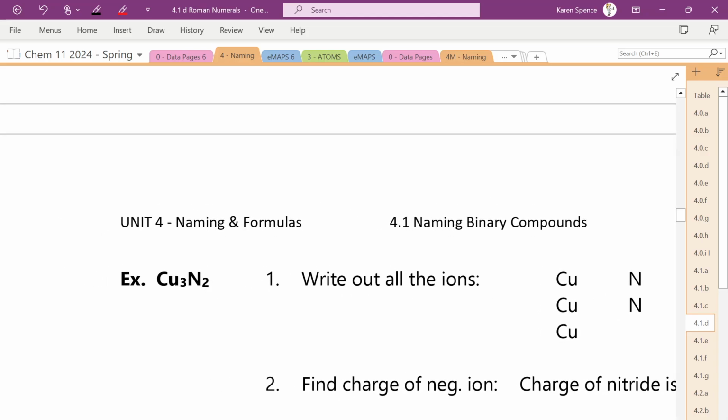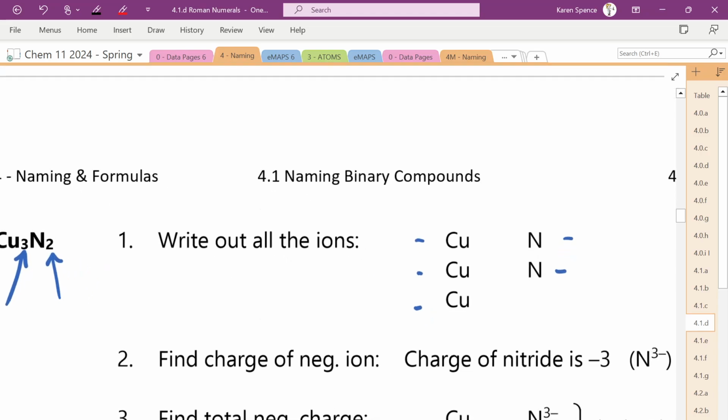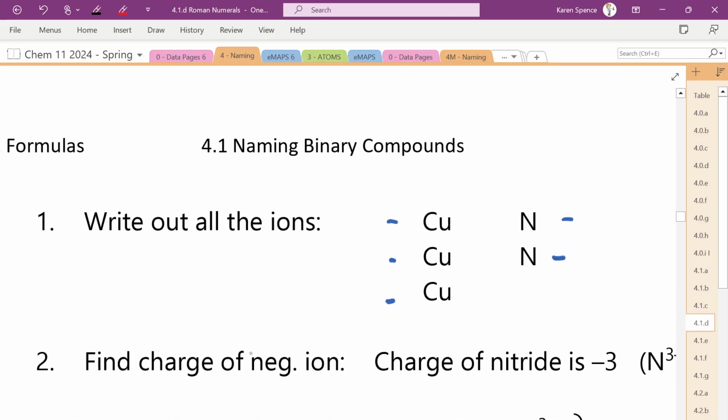Would you like to see a write out all the ions method? Would you like me to go through that? Anyone? Yes? Okay. So we write out all the ions. We say we have 3 Cus, Cu, Cu, Cu. We have 2 Ns, N N, okay? We find the charge of the negative ion, so we can just go look that up. It's in group 15, therefore it is -3, okay? So we say, okay, my nitrogens, each of them are -3.